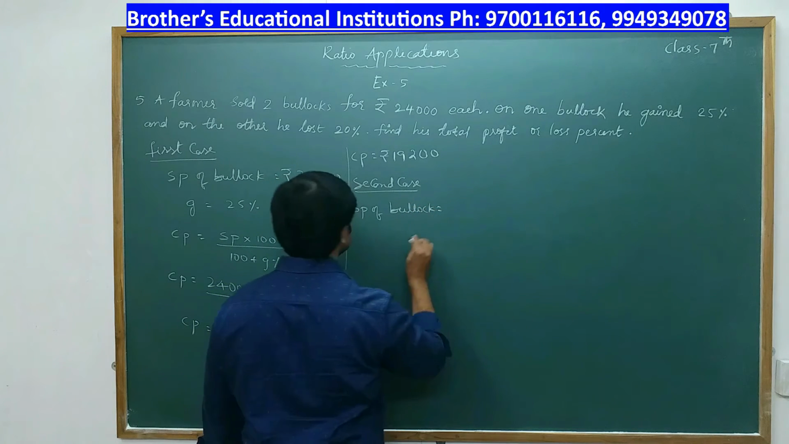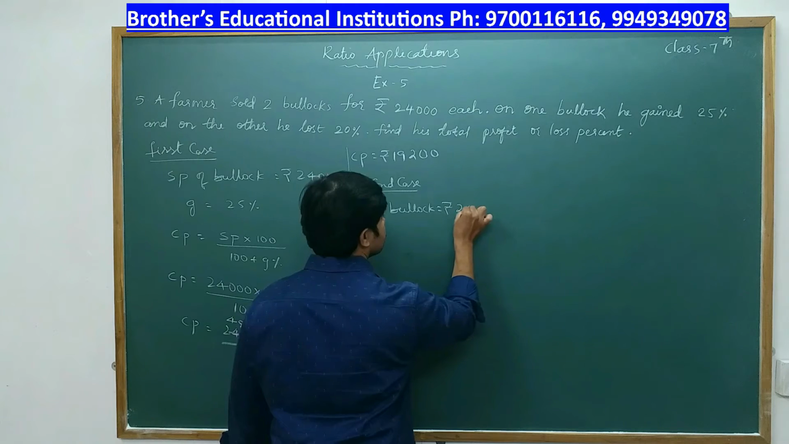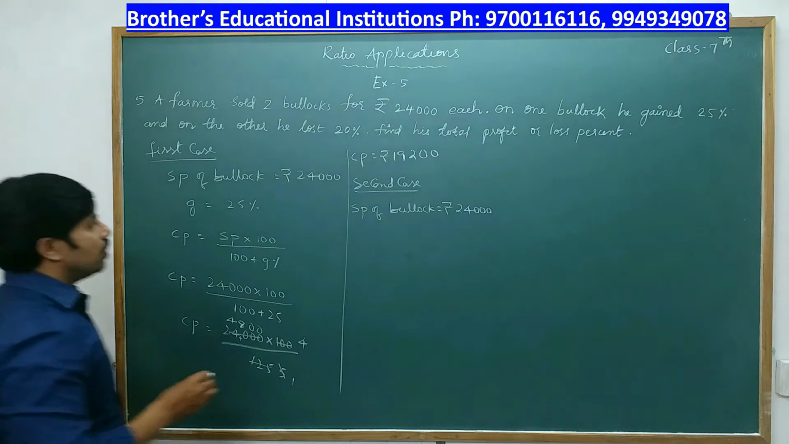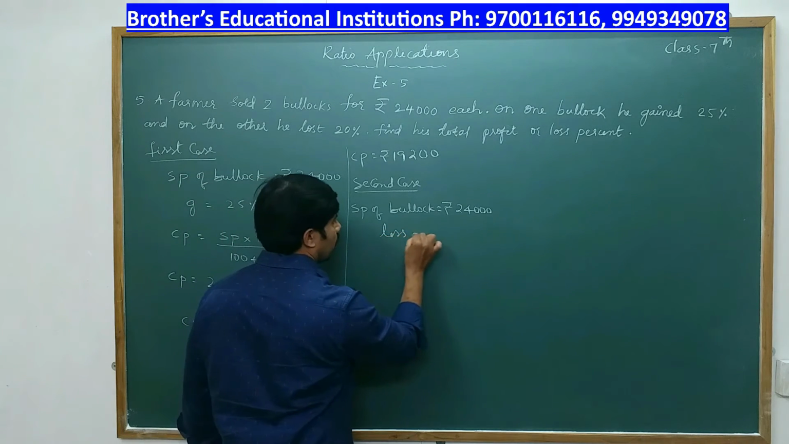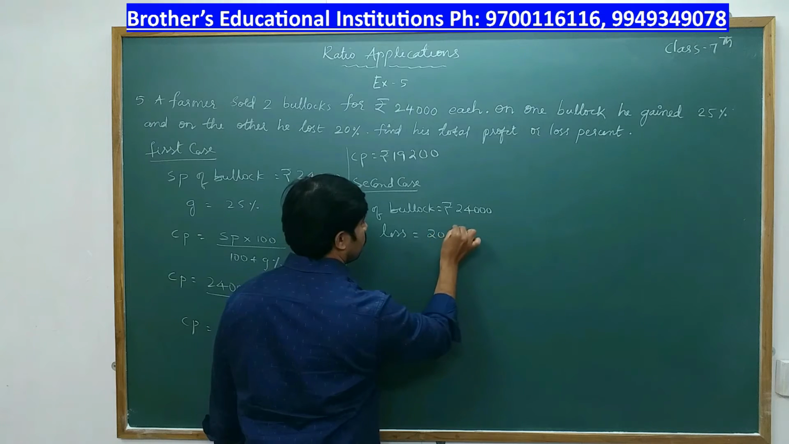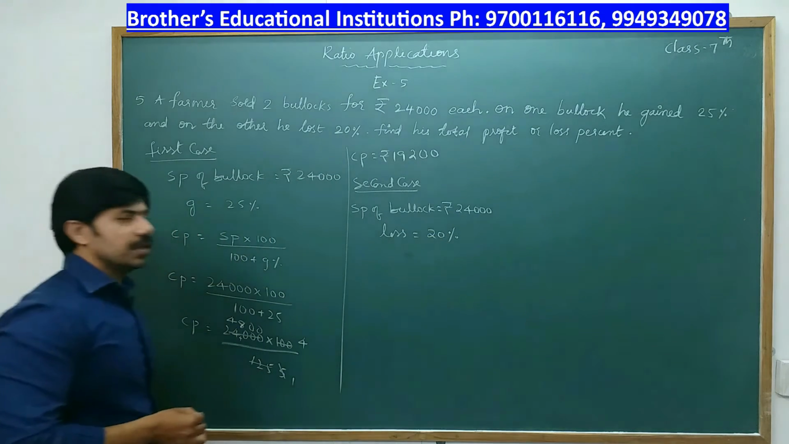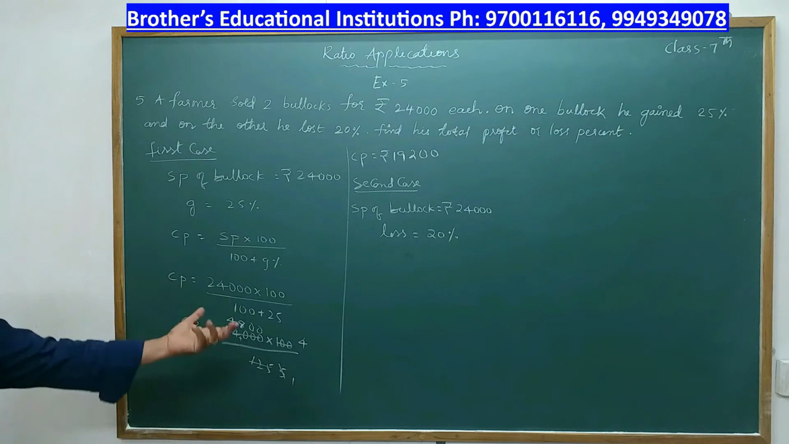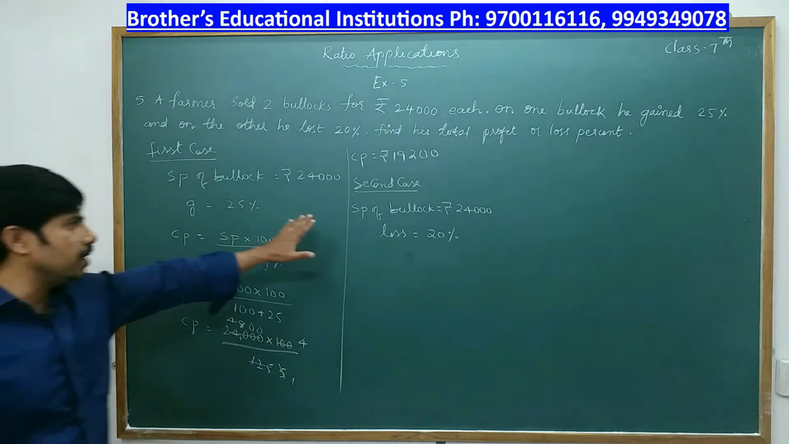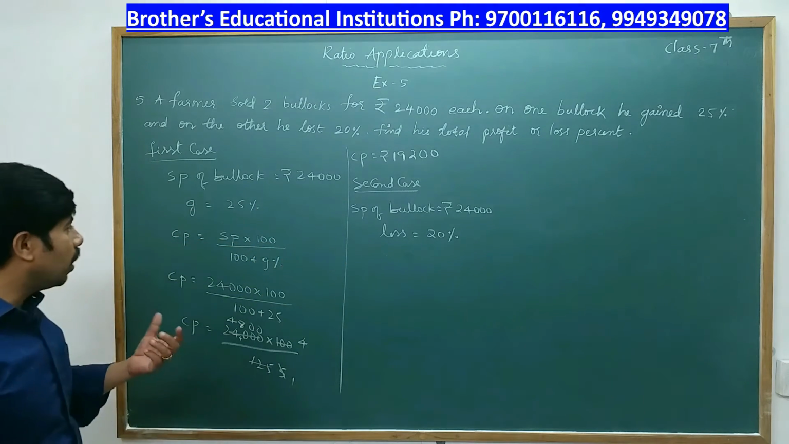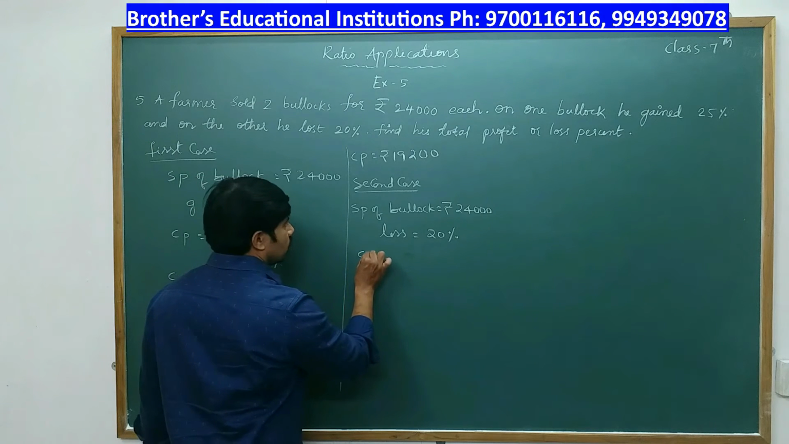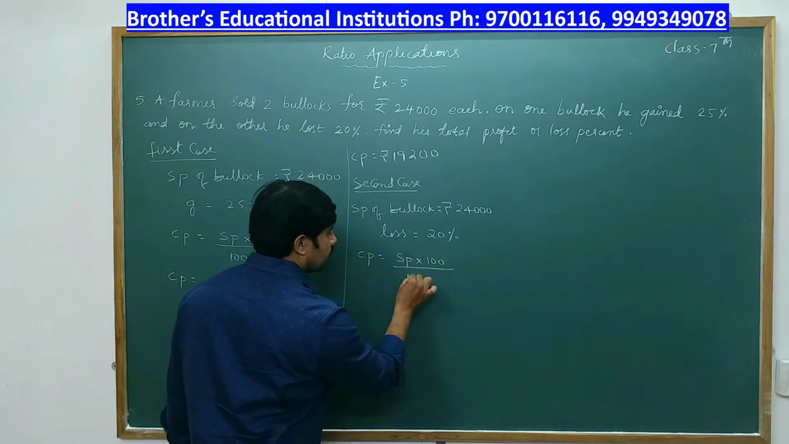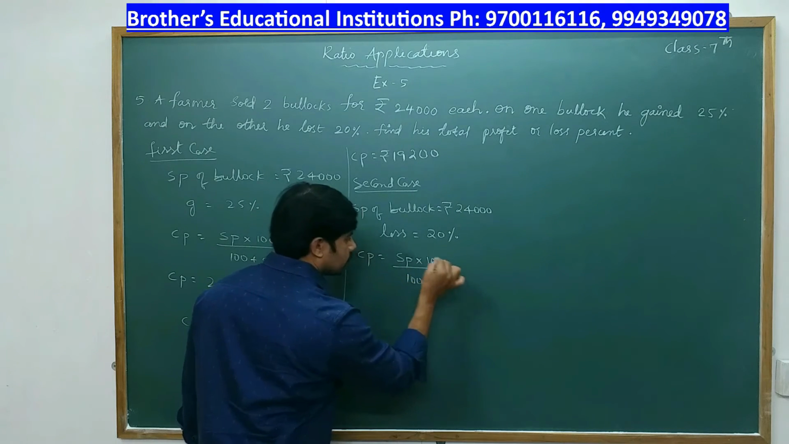SP of the bullock is rupees 24,000, right? Now in this, what is the loss? The loss is 20%. Now we have the selling price, with some loss or gain. Whether it is loss or gain, we have the selling price. Now we have to find the cost price when the loss is given. So cost price is equal to selling price into 100 by 100 minus loss percent.